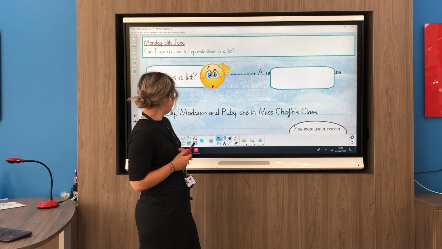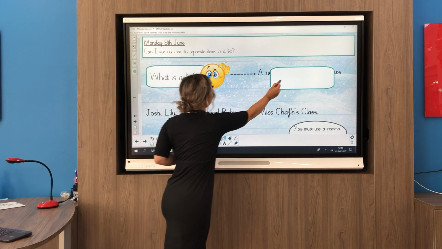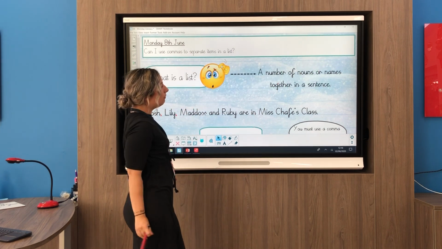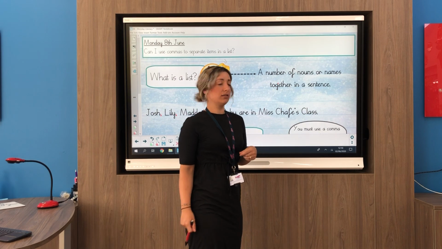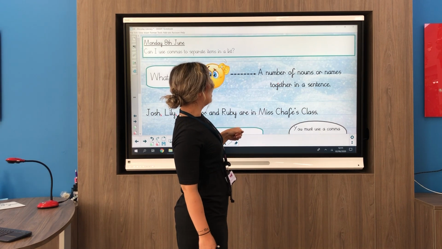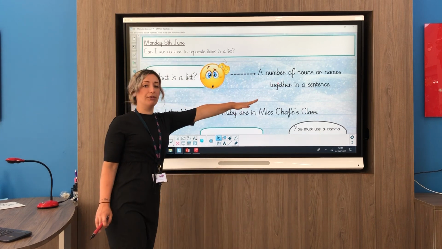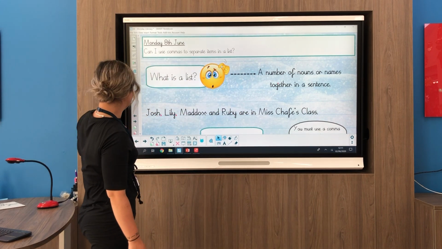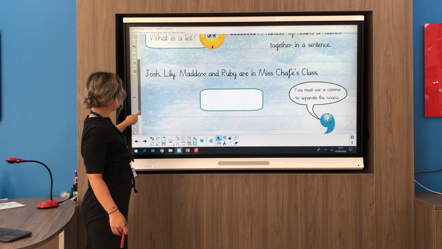Okay, so looking at what is a list, it is a number of nouns. Nouns are names of objects, so a number of nouns or names together in a sentence. And I have got an example below for you to see. I'm going to scroll down so you can see it.